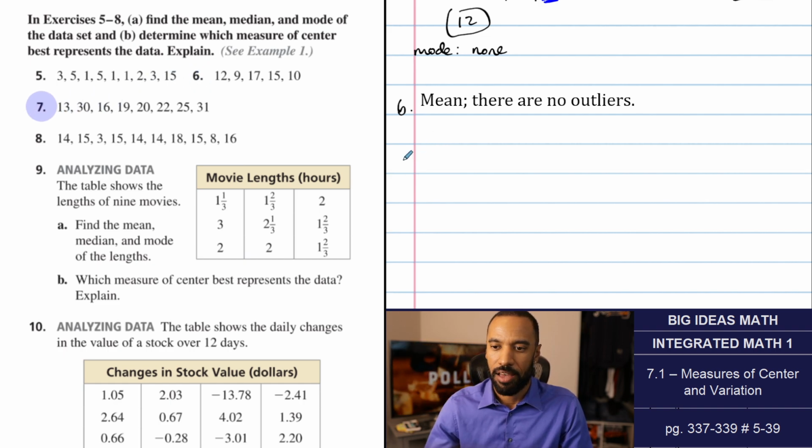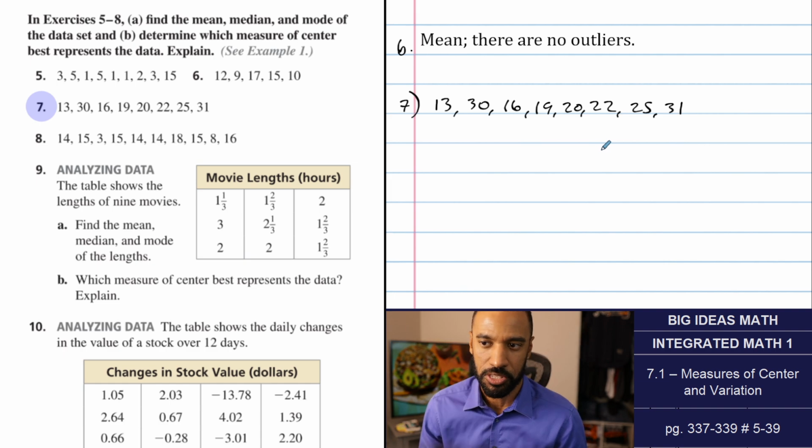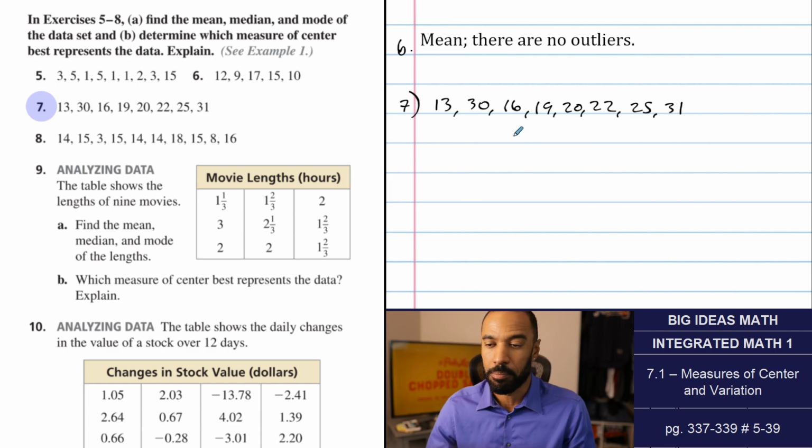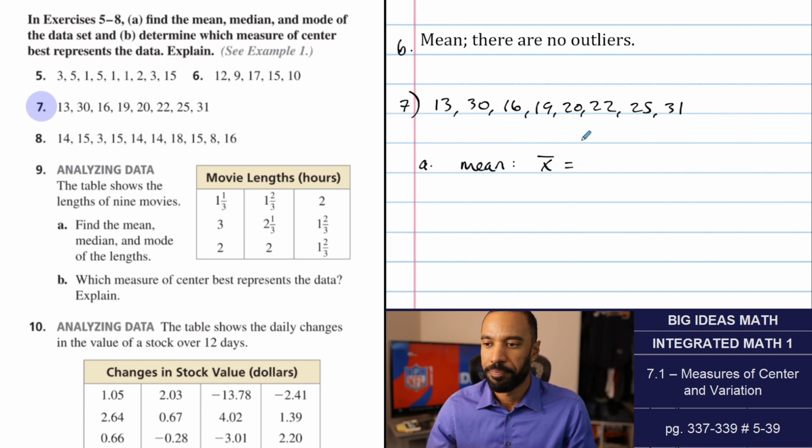Number 7, we have 13, 30, 16, 19, 20, 22, 25, and 31. I almost feel like I can type all these things out, except for when I calculate the mean, which is the beginning of this. So part A, the mean, X bar. Let's add them up. This time I'm not going to write out adding them up. We know what we're supposed to do.